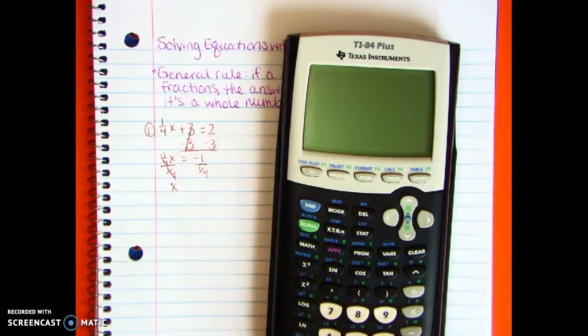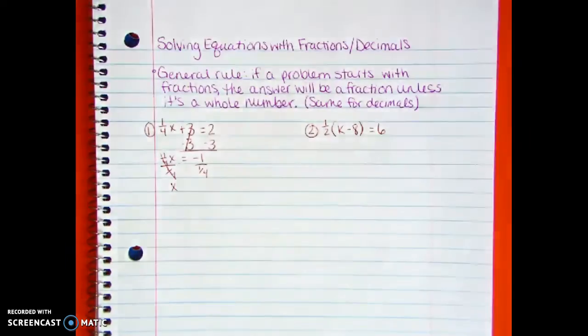Okay, -1 divided by, inside parentheses, put 1 divided by 4. And this comes out to be a whole number. So in this case, x equals -4.